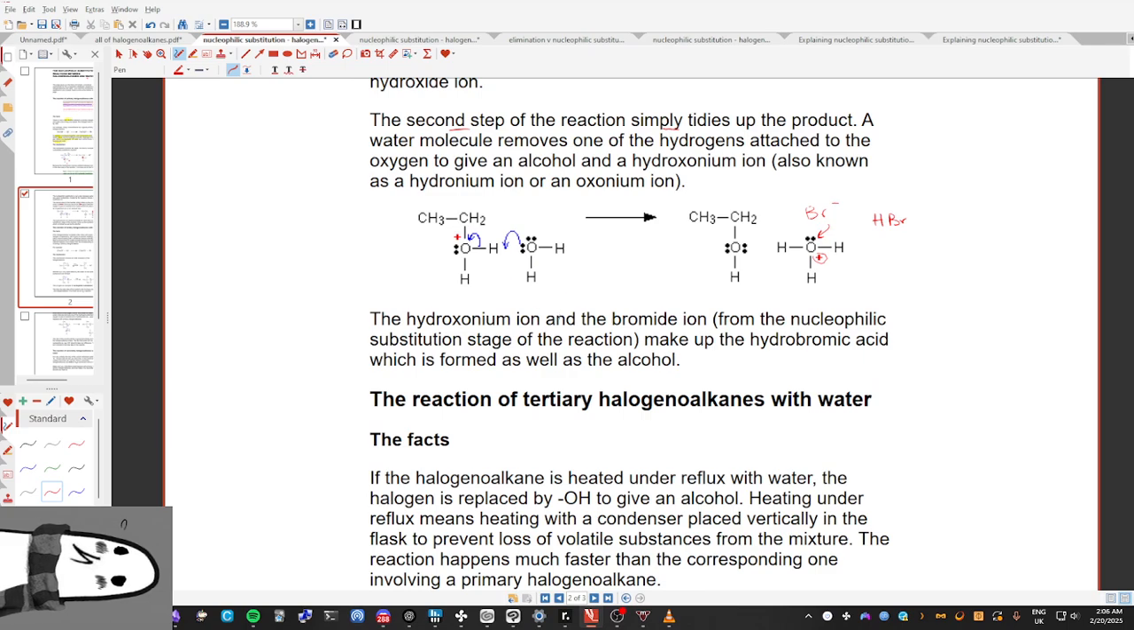Hydroxonium ion and the bromide ion. How are we doing this? Hydroxonium ion. Am I an idiot? Or is it just 2 a.m. and I'm really tired? Okay.